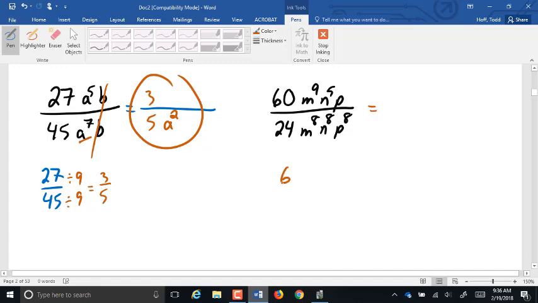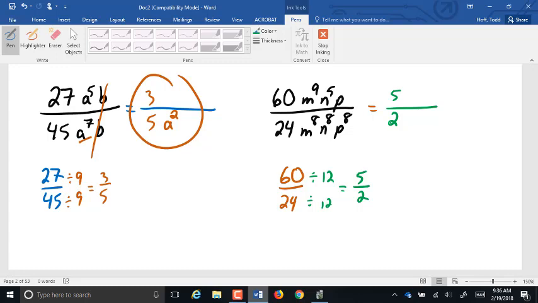The next one over here, we've got 60 over 24. Both 60 and 24 can be divided by 12. What's 60 divided by 12? 5, and 24 divided by 12, 2. So we make that 2 1/2? No. It does have to stay 5 over 2. We never turn them into mixed numbers when they have variables in them.